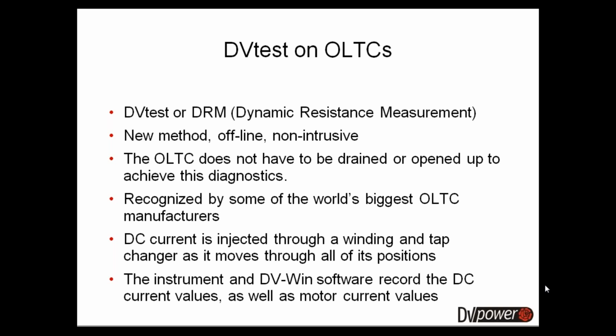And the reason why it can be paired up with the DC winding resistance test is because it is performed in a very similar manner. You can use the DC currents flowing through the tap changer and the winding, and what DVTest is basically is a graph of these currents during the tap changer operation. This test is recognized by some of the world's largest tap changer manufacturers, such as Reinhausen and ABB, and it is gaining more and more acceptance among users and owners of tap changers worldwide.